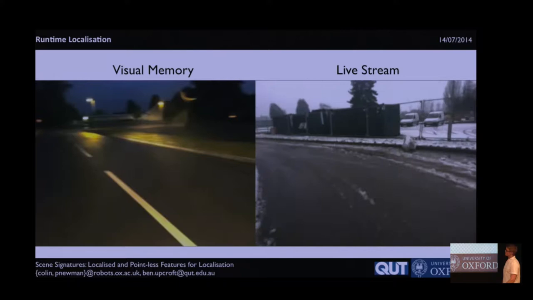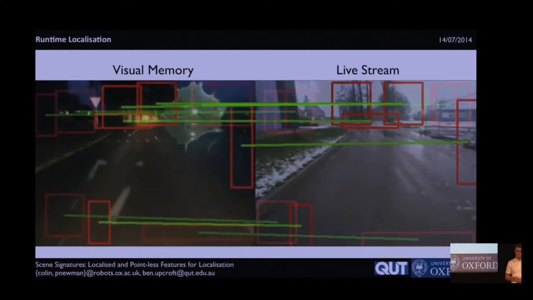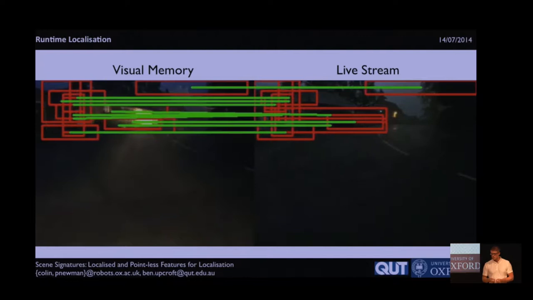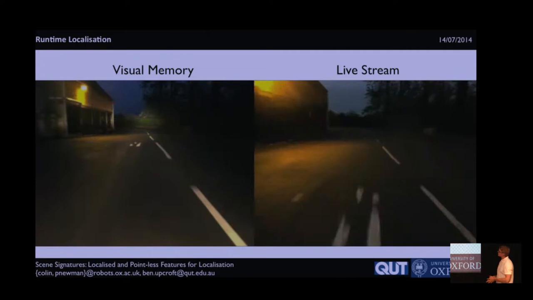On the left, you're seeing the visual memory. This is what we're localizing against. On the right, you're going to see transitions to different live views: snow, pitch black, sun. The way the system works is the detection block runs in a separate thread. It's a bit slower, maybe around 5 hertz. Then the main thread is just integrating odometry in between the updates. We're pretty pleased with this because our standard system just couldn't cope with these types of conditions.